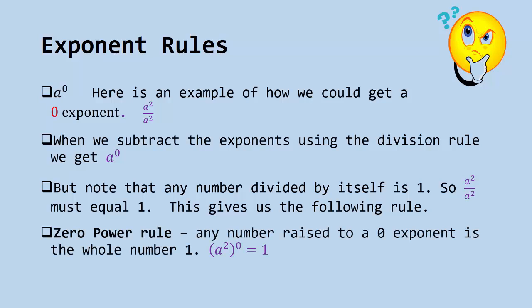So that gives us the following rule. The 0 power rule. Any number raised to a 0 exponent is the whole number 1. So in our case, if I took a squared and raised it to the 0 power, I would literally get the whole number 1. The a would be gone. It would just be the whole number 1. So this page sort of proves why a to the 0 comes out to be the whole number 1.